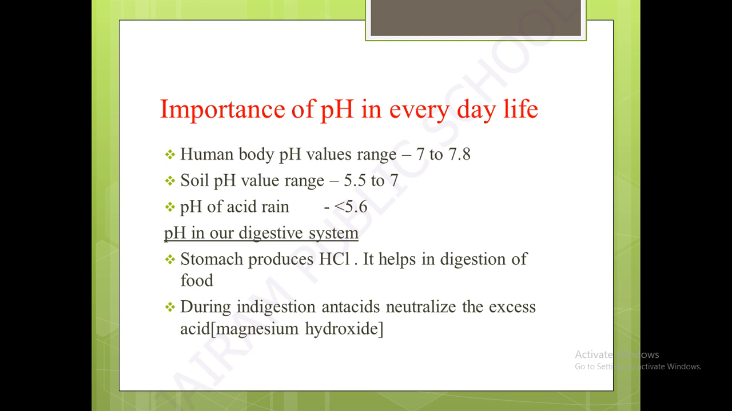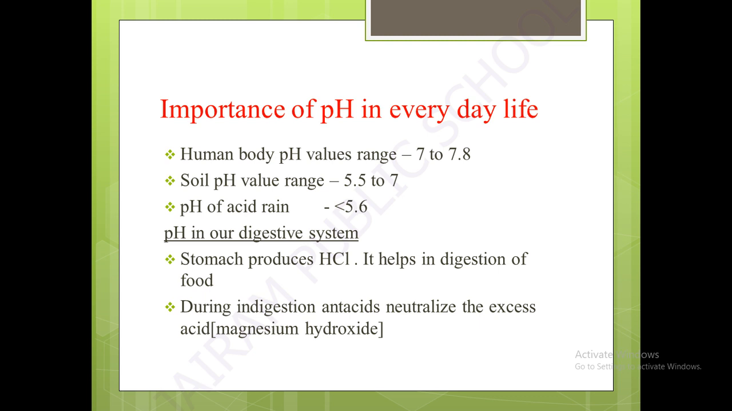The human body pH value ranges between 7 to 7.8. Usually the soil pH value ranges between 5.5 to 7. The pH of acid rain, if you take it, is lesser than 5.6. So how is it playing a vital role in our day-to-day life? The first topic under this is pH in our digestive system.